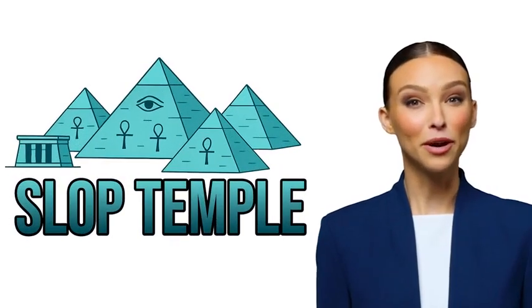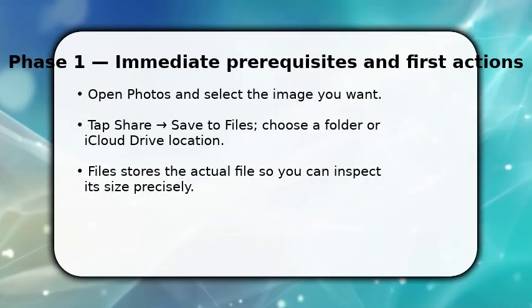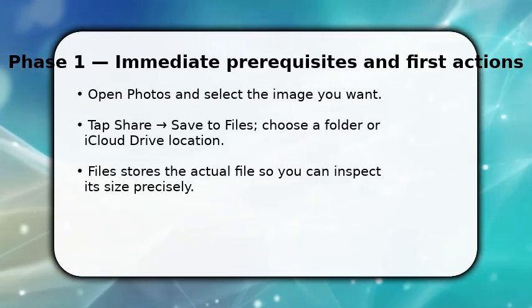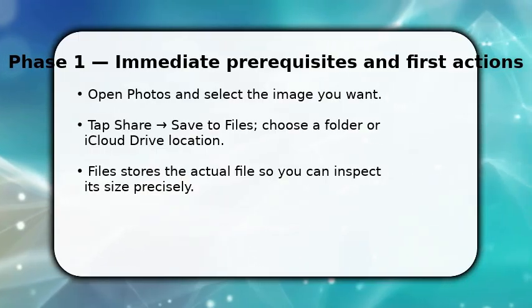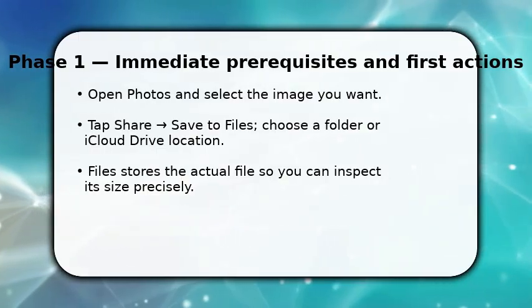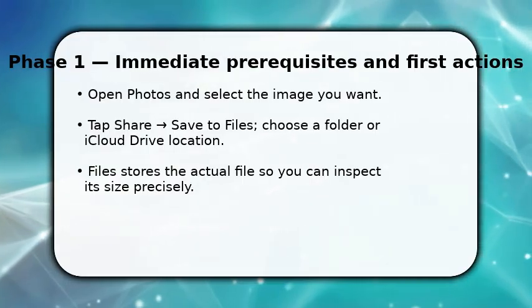We pray this video helps. You start by saving the photo to Files because Photos often hides file size details. Open Photos, pick the image, then tap Share and choose Save to Files. Select a local folder or iCloud drive. Once saved, Files contains the exact file copy.